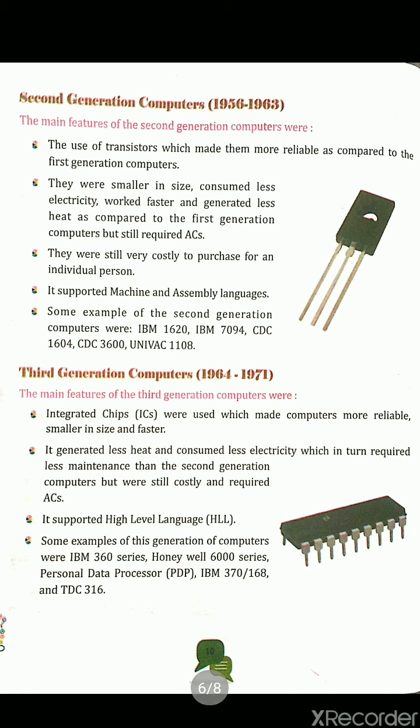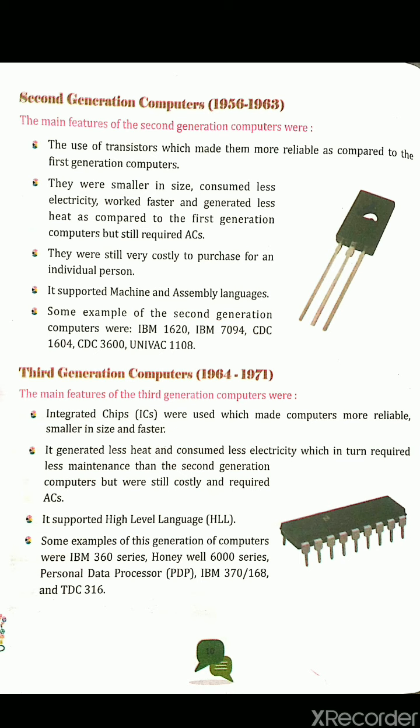Second generation computers. The computers which were built between 1956 to 1963 were known as the second generation computers. Vacuum tubes were replaced by transistors. In this generation, transistors were used as the main technology.